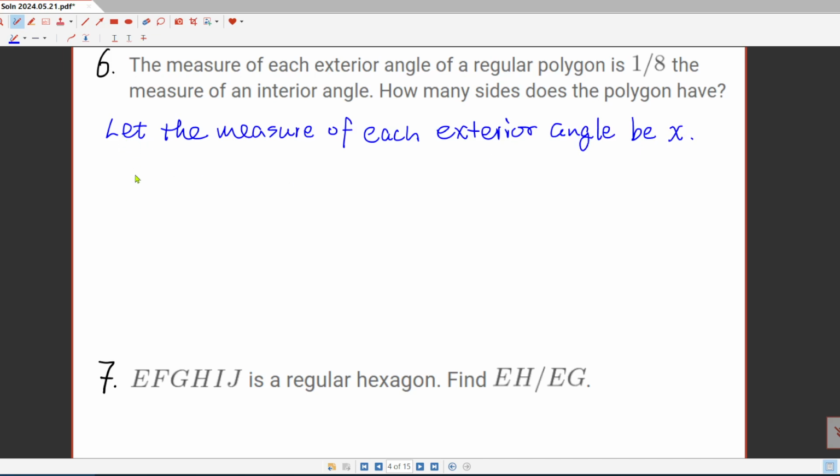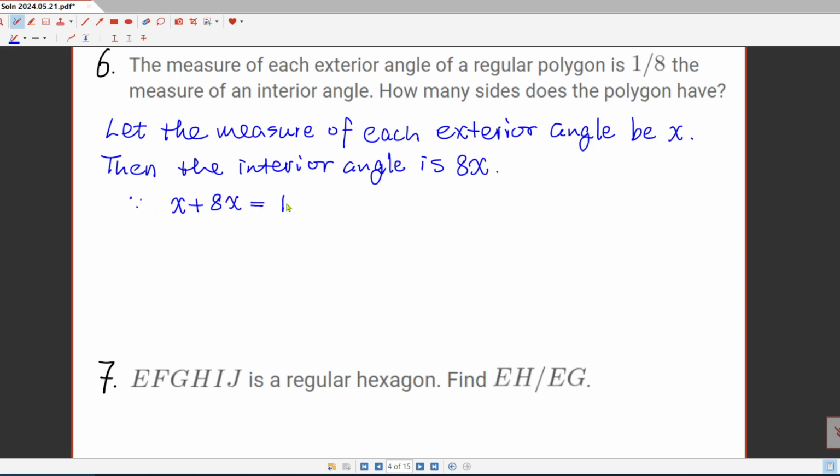So we know the interior angle is 8x, right? And we know that x plus 8x, the sum of the exterior angle and the corresponding interior angle, equals 180 degrees. And therefore we know x is 20 degrees. Therefore each exterior angle is 20 degrees.